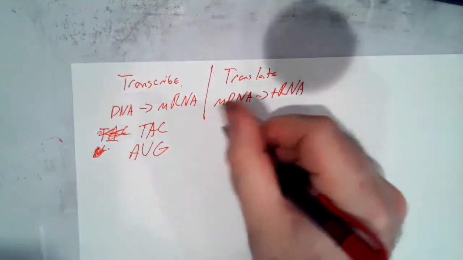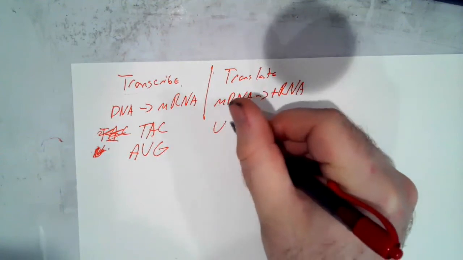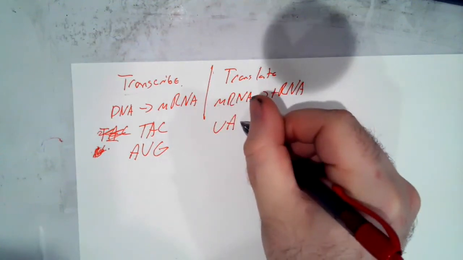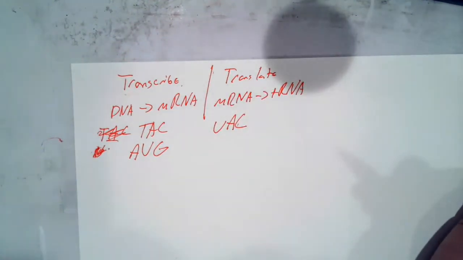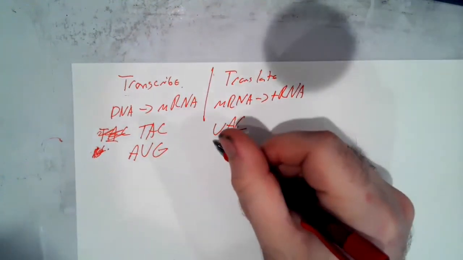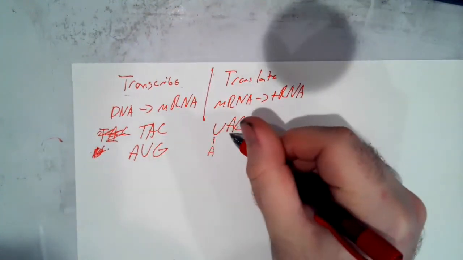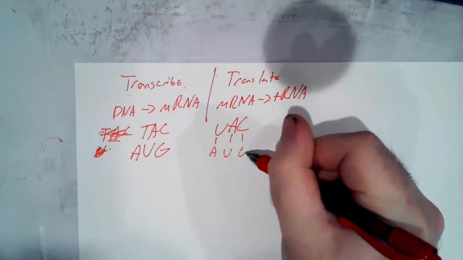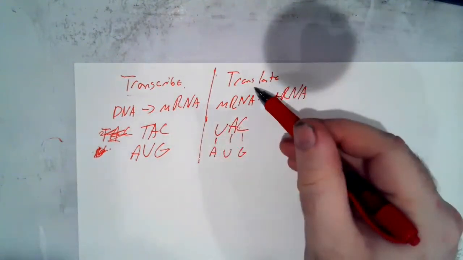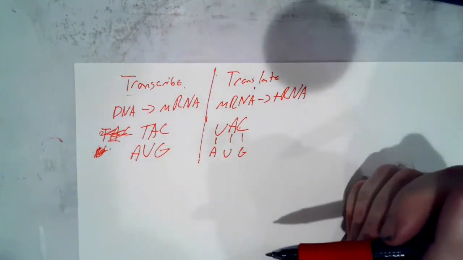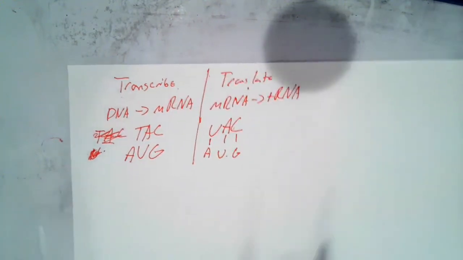Let's take translation. So maybe it's UAC. All right, so UAC, U bonds to A bonds to U, C bonds to G. And that would be translating. By the way, this is a start codon. So anyways, that's how you do that.